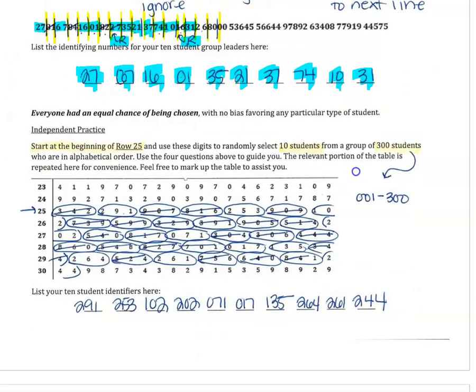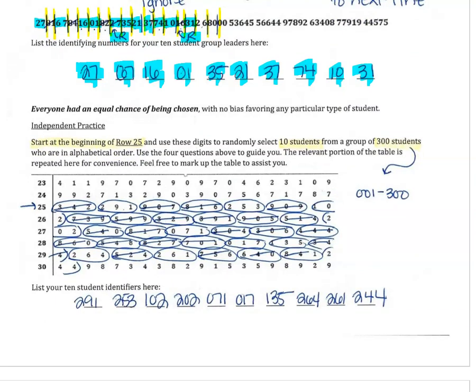Then it's the same idea for this next one with independent practice, where now I'm going to randomly select 10 students, but I have 300 students I'm picking from. So I'm going to assign everybody a number 001 through 300, but make sure you ignore 000 and 301 to 999.